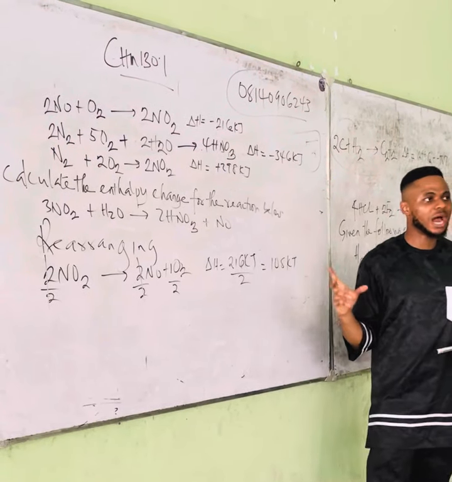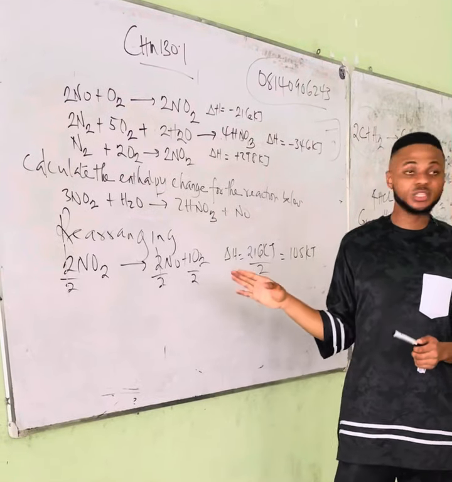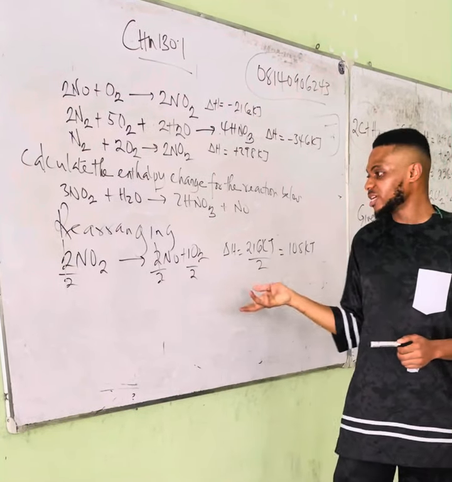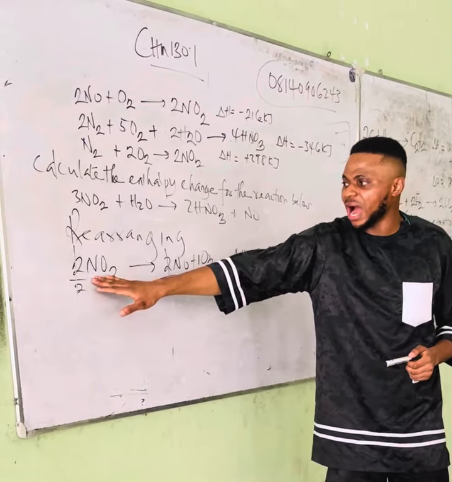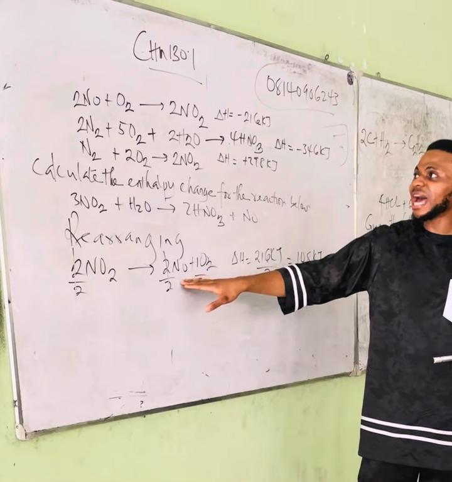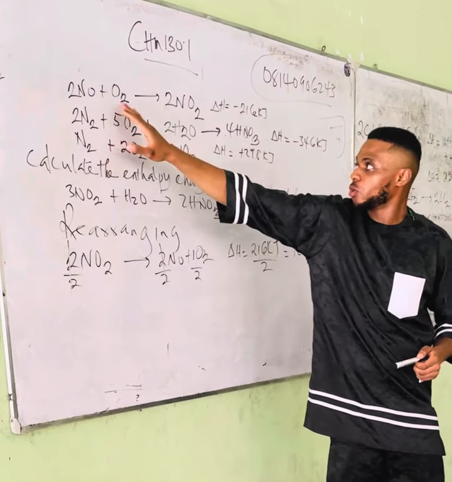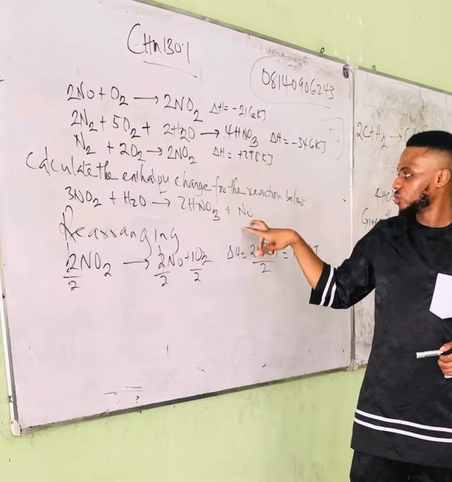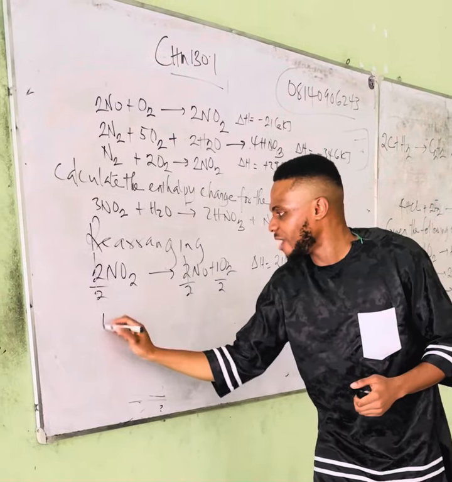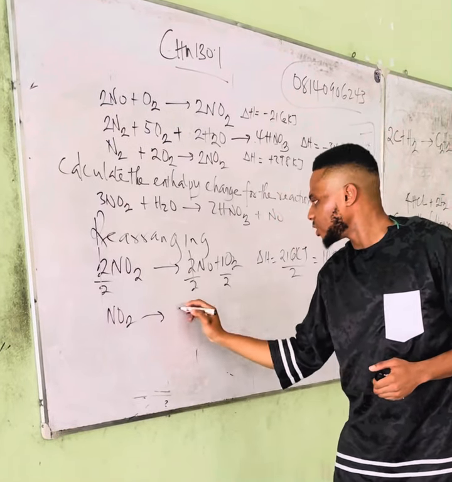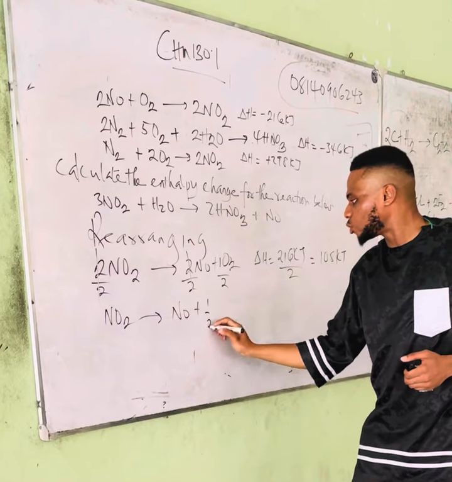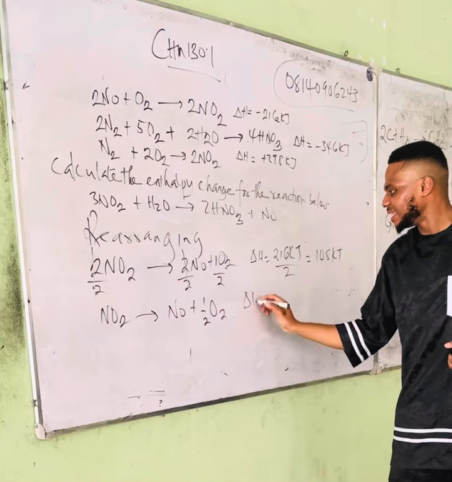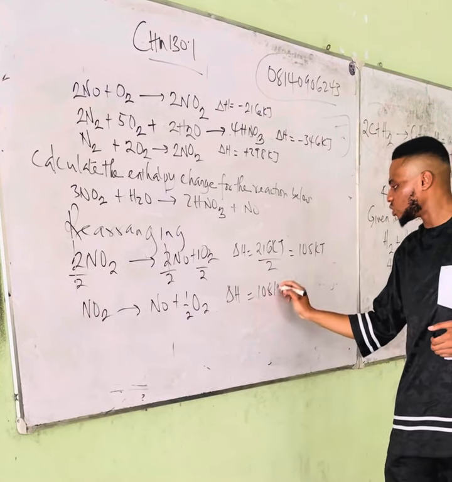Okay? So now, that's what we did. So this is what we now have. Now if you look at it, we now have NO2, NO. NO is now the same with the general reaction. So after cancelling, we now have NO2 to what? NO plus 1 over 2 what? O2. And our delta H is now 108 what? Kilojoules.